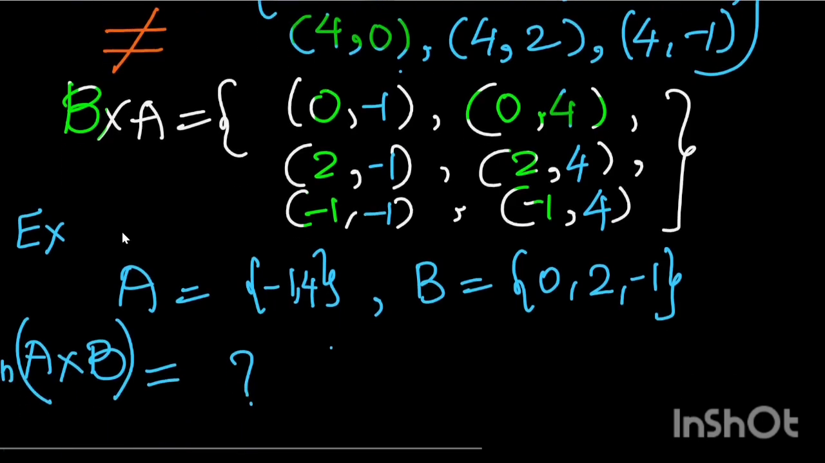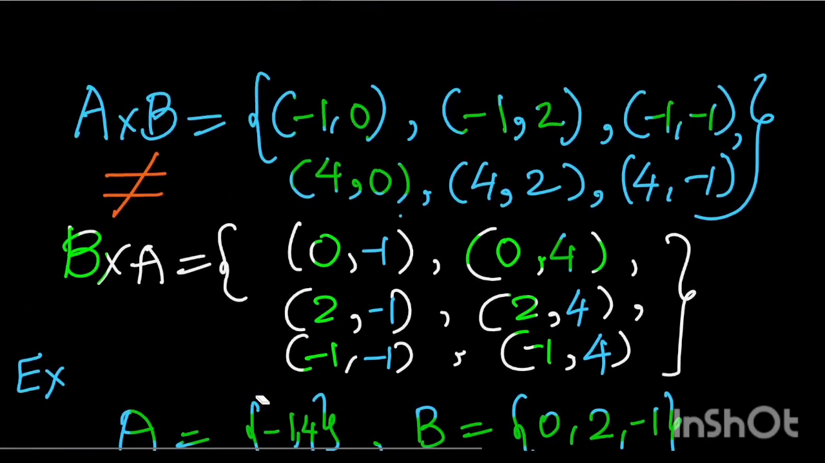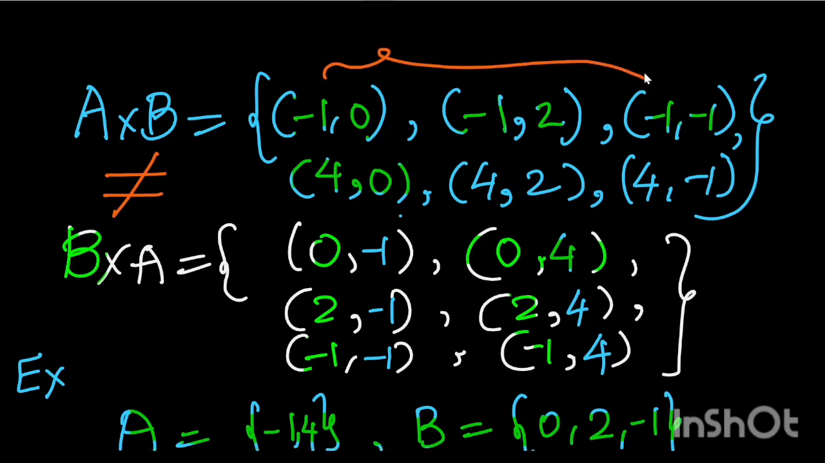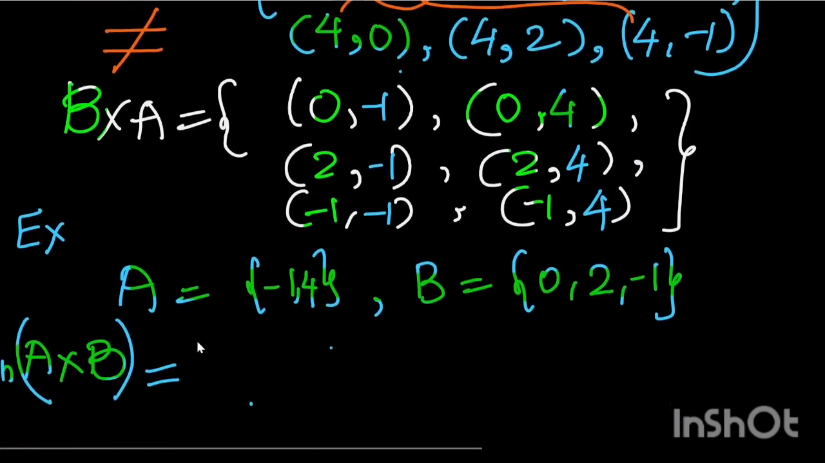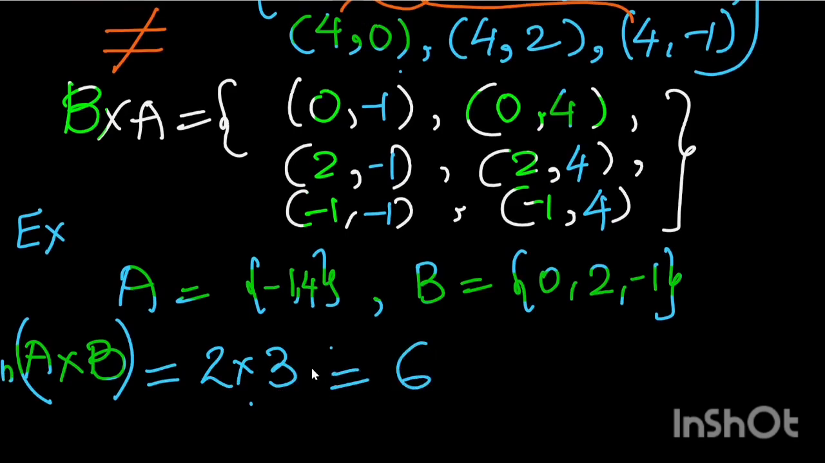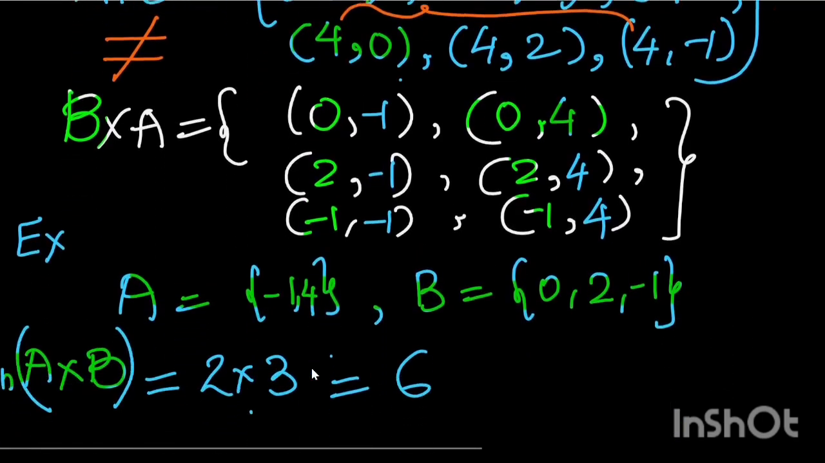Now, in the same question, what is the number of elements in A cross B? As you can see, in A cross B we have written 3 elements of B corresponding to each of the 2 elements of A. So we can say there are 6 elements, obtained from 2 elements of A and 3 elements of B. So it is 6, guys. Okay, so A cross B has 6 elements.